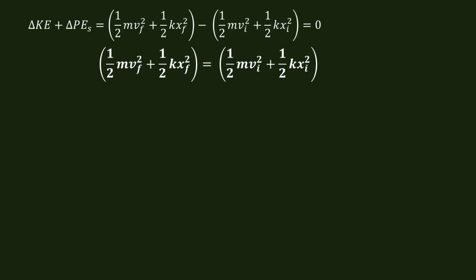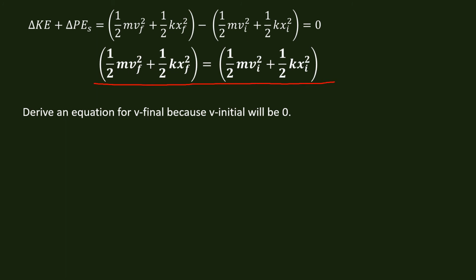So let's take a look at the equations, and we're going to come up with an equation to figure out the velocity after we pull the spring out a certain distance and let go. What is the velocity when x is equal to 0? This is at the equilibrium point. Derive an equation for v final because v initial will be 0. So these are the equations right here that we're interested in.